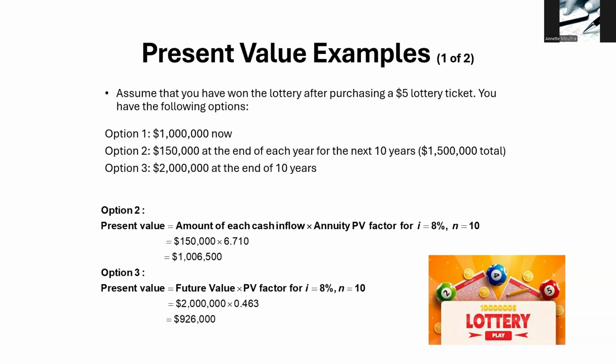Option 1, a lump sum of $1 million. Option 2, you prefer $150,000 at the end of each year for the next 10 years. Option 3, you want the $2,000,000 at the end of 10 years. Okay, so which one would you take?